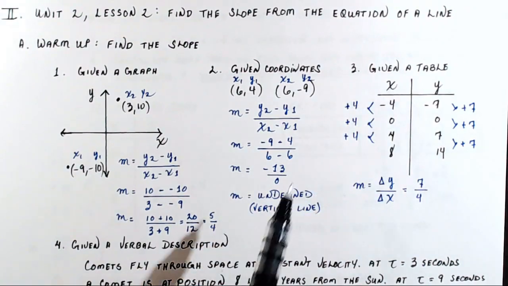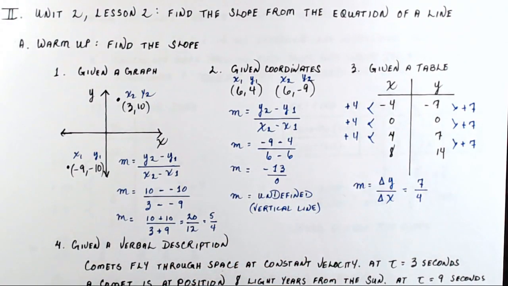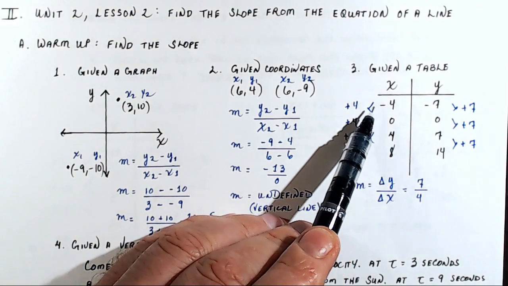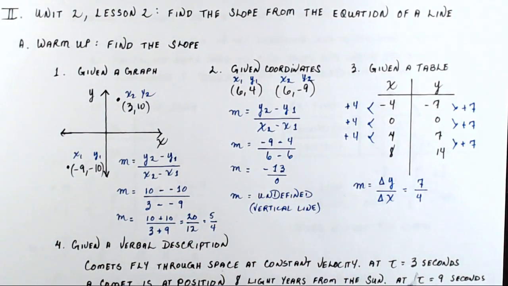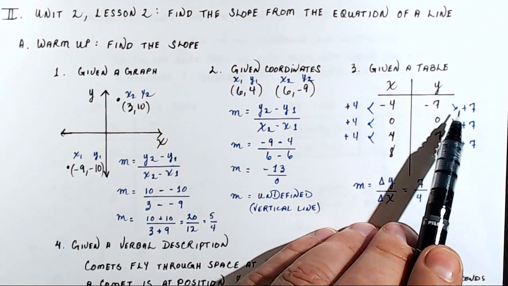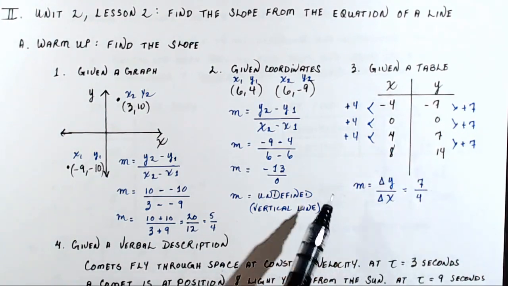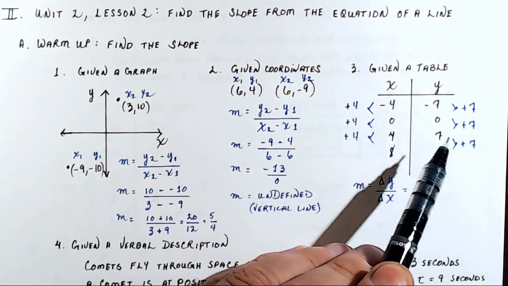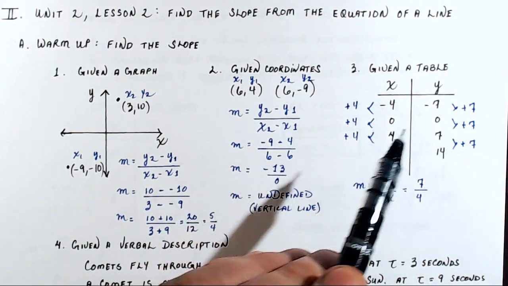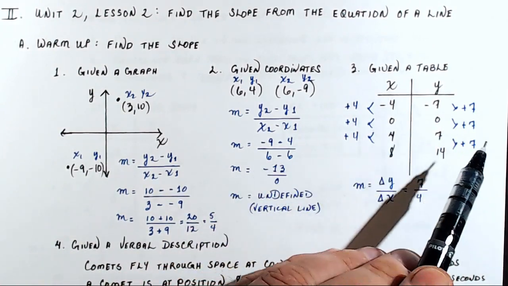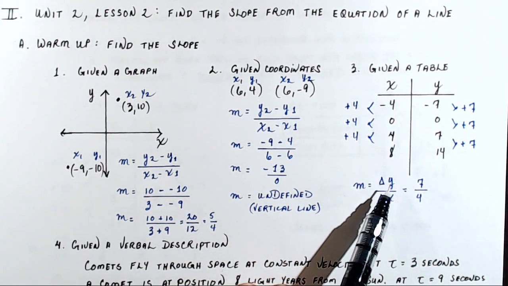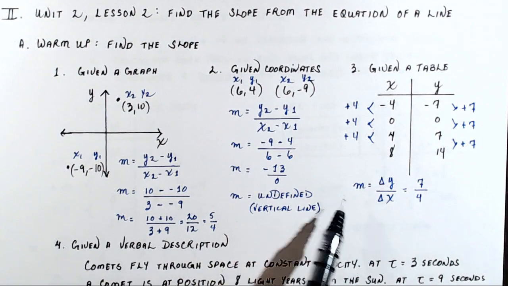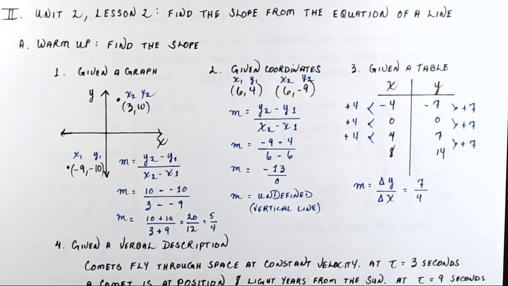In problem 3, we're given a table. Process a little bit different. First, we find the differences between the x values. Here it's going up 4 each time. Then the differences in the y values. Here it's going up 7 each time. Then we take the ratio of those differences. Here it would be 7/4 each time, because the slope is the change in the y values over the change in the x values. So the slope is 7/4.